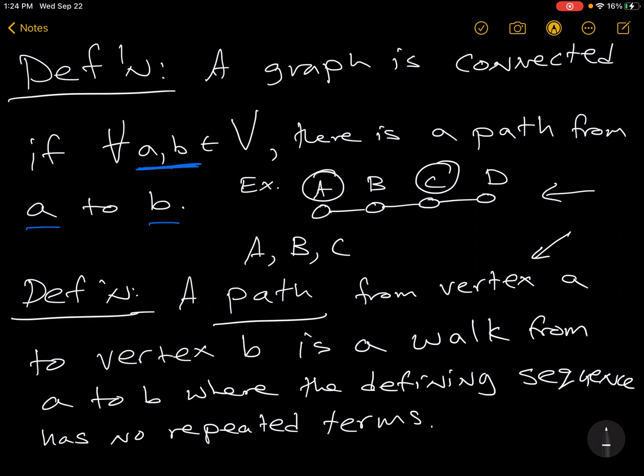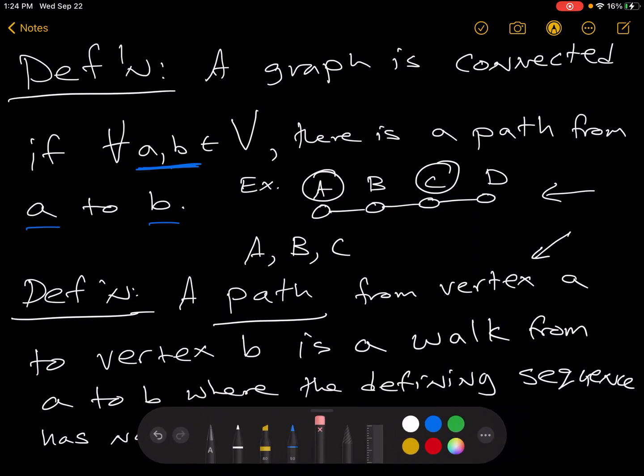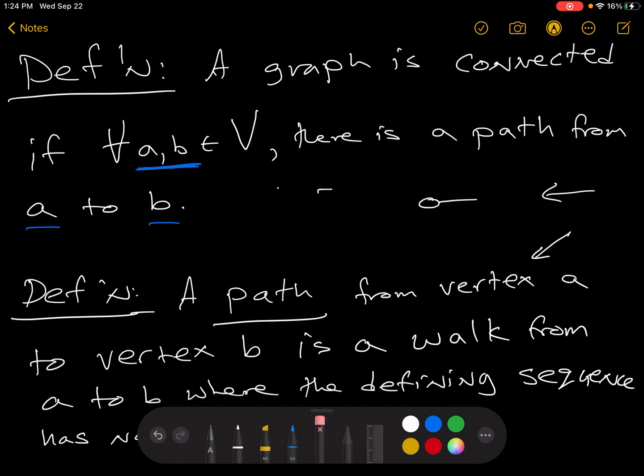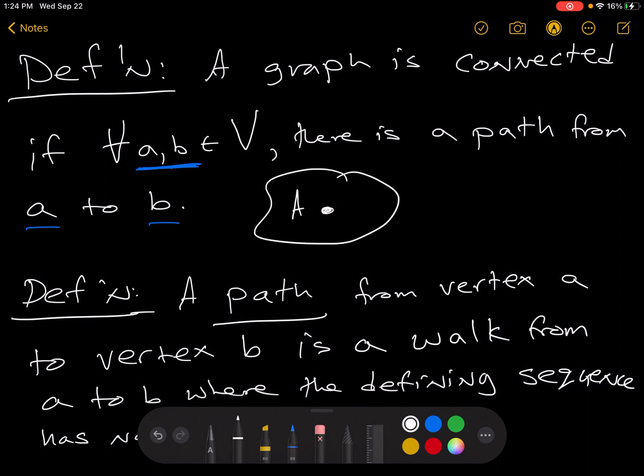All right, and so now, with that in mind, now we can look at just a graph that is a single vertex. Let's say this graph is a single vertex A, labeled A. This is the graph G. So this graph is connected if no matter which two you pick, there's a path from A to B. No matter which two you pick, there's a path between them.